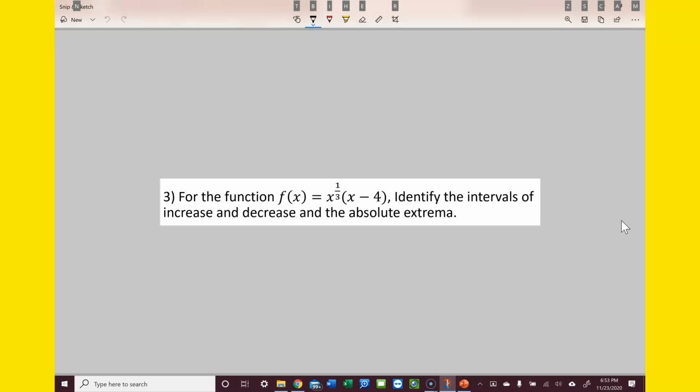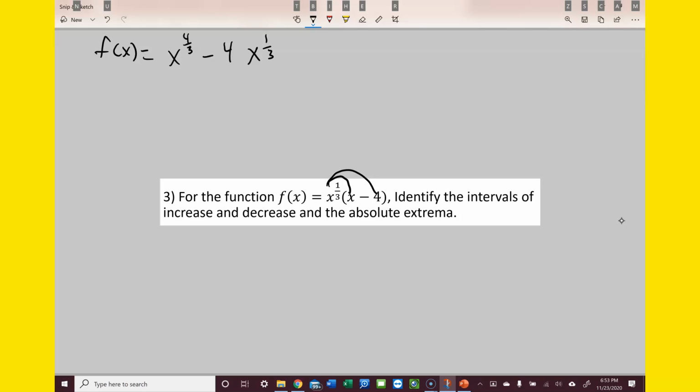I could do the product rule to find the derivative here, but I think it might be easier just to go ahead and distribute that x to the 1/3, and I think it'll make my derivative easier. So if I do that, I'll get f of x equals, if I distribute the x to the 1/3 here, that's x to the 1/3 times x to the first. Add the exponents, I get x to the 4/3. Then distribute it here, minus 4x to the 1/3.